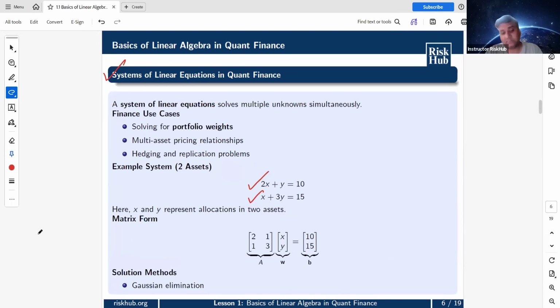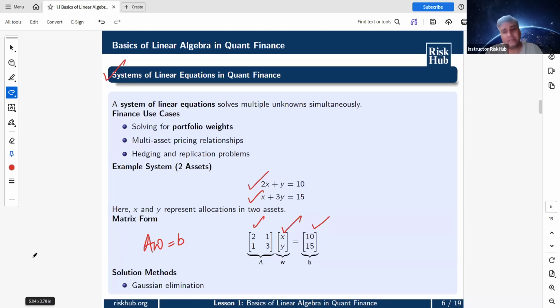So the matrix form, when we take it, is like this. What do we mean by this? W is your unknown weights, right? A is your coefficient matrix, and b is your target outcome, right? So in finance, this is everywhere. For example, when we are trying to find portfolio weights to hit a target return, when we are trying to solve for a hedge ratio, when we are trying to replicate an option payoff or construct a duration-neutral bond portfolio, or when we are trying to solve an arbitrage-free pricing system, right?